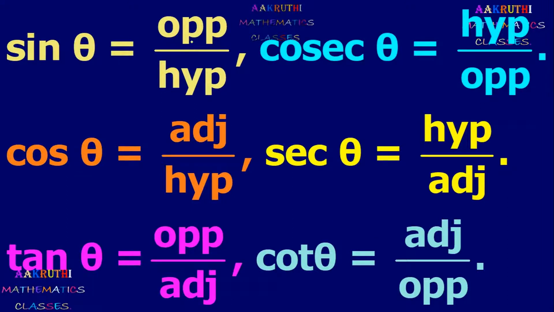So sine theta is opposite by hypotenuse, and cosecant theta is hypotenuse by opposite. Cos theta is adjacent side by hypotenuse, and secant theta is hypotenuse by adjacent side, and tan theta is opposite by adjacent side, and cot theta is adjacent side by opposite side. So these are 6 trigonometric ratios: sine theta, cosecant theta, cos theta, secant theta, tan theta, and cot theta.